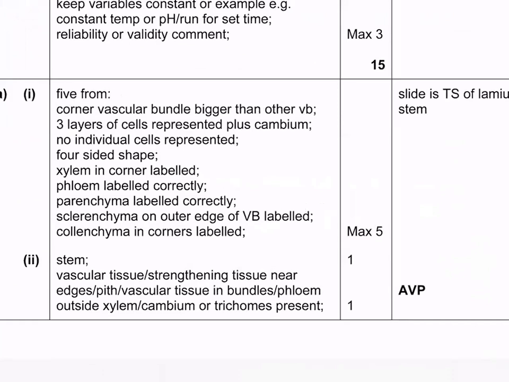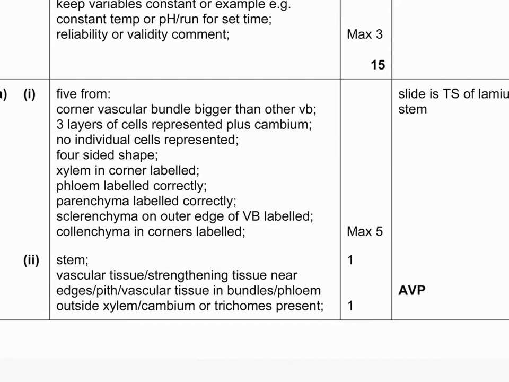It says the corner vascular bundle should be bigger than the other vascular bundles. We did that. 3 layers of cells represented plus cambium. No individual cells should be drawn. 4-sided shape, which means it should be a square shape. Xylem in the corner labeled. Phloem labeled correctly. Parenchyma labeled correctly. Sclerenchyma on the outer edge of the vascular bundle labeled.